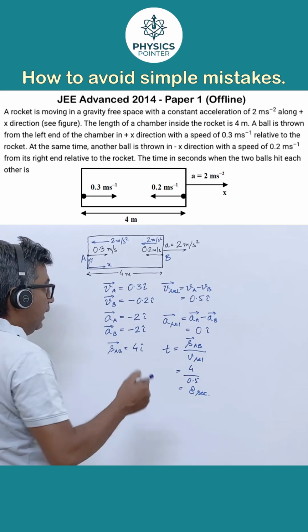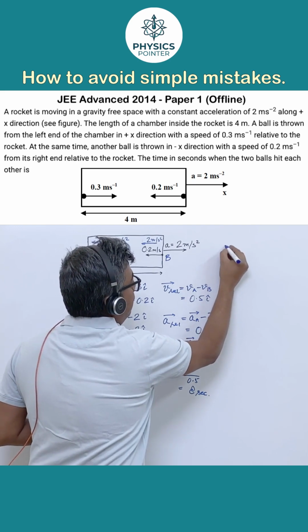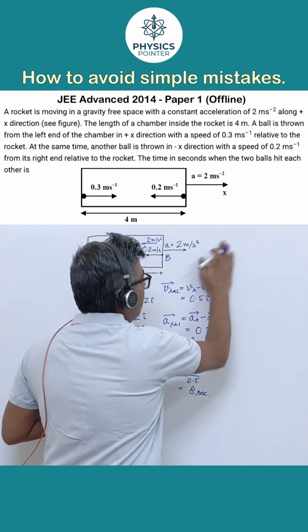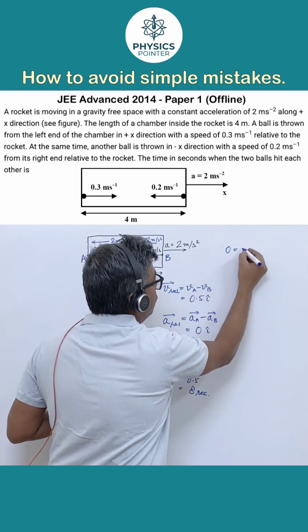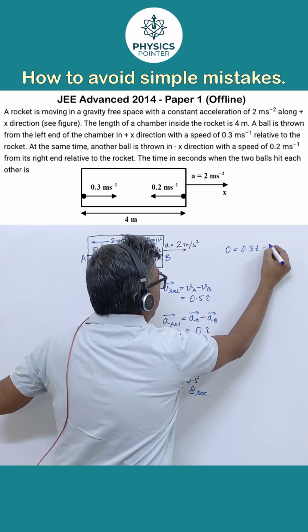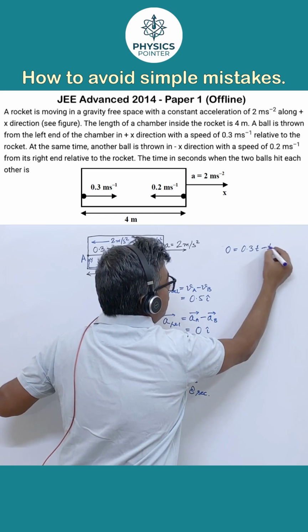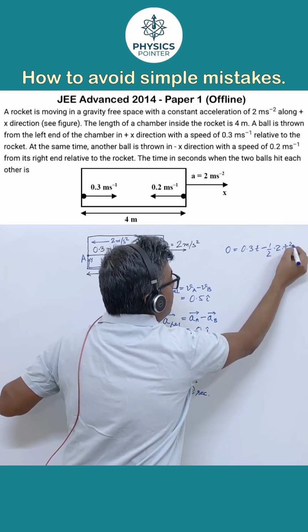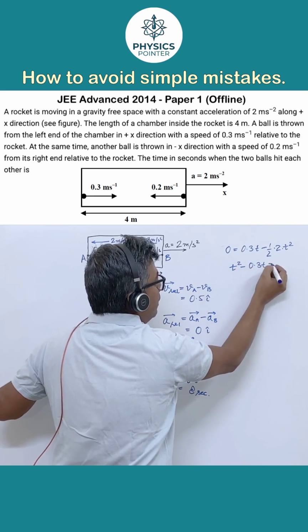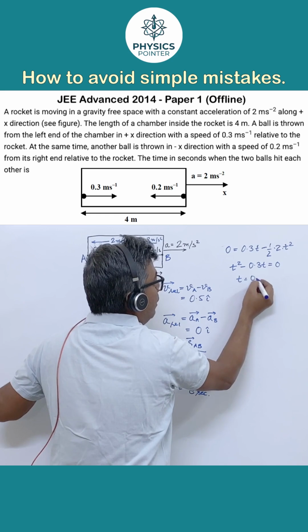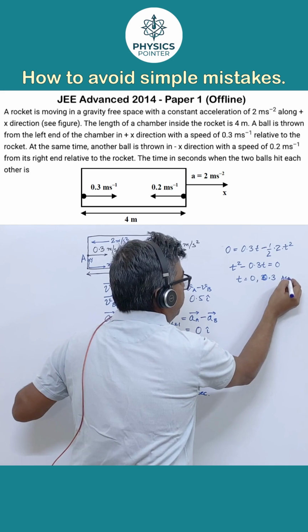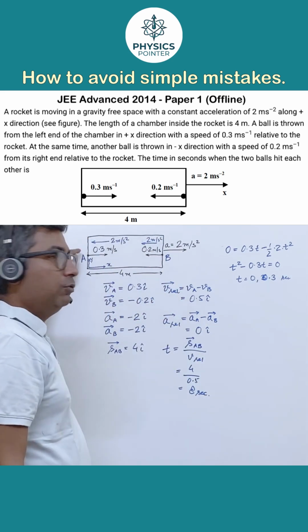To calculate that time, you can simply say t is equal to, because my displacement will be 0, so I can simply use the displacement equal to 0. Velocity is in the positive x direction, and acceleration in the negative direction, so it is minus into 2 t square. So it will come as t square minus 0.2 t equal to 0. So t has two values, 0 and 0.3 seconds.